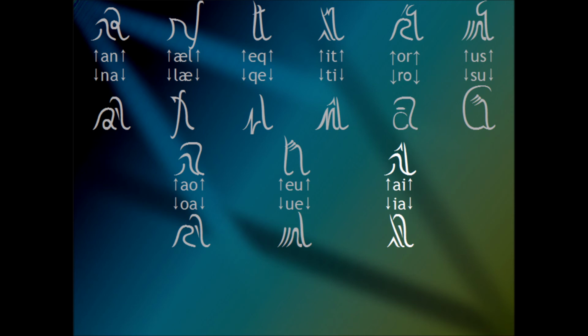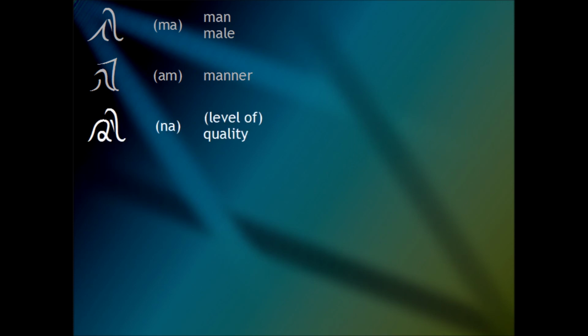Now, you might be wondering why all of this is necessary, and that is, of course, a fair question. The reason is because all of these combined syllables carry a meaning. For instance, ma means man or male. Am means manner, fashion, or way of doing things. Na means quality. An means a space, a place, a locality, and so on. The entire language is built with this type of clusters.